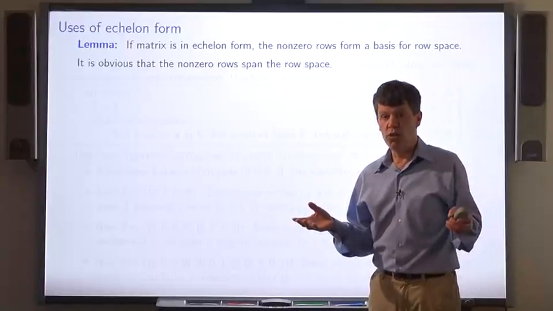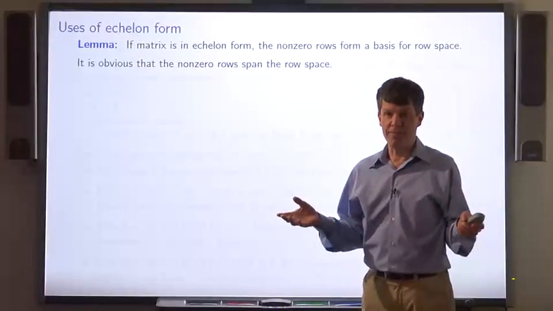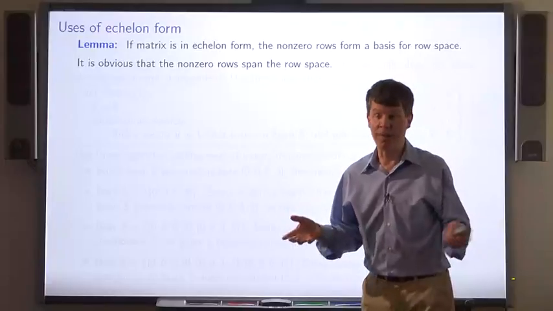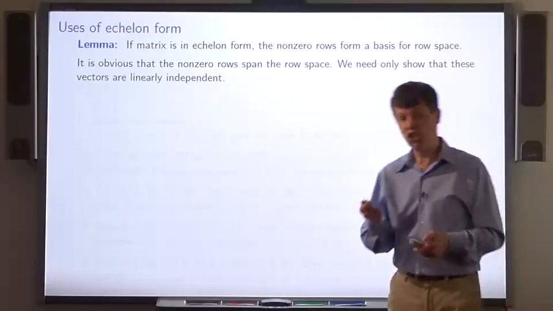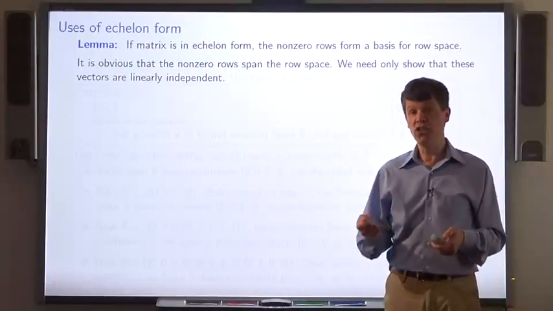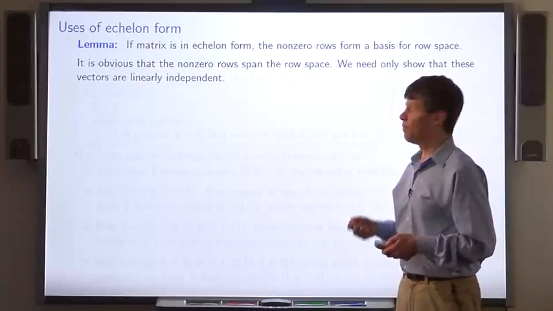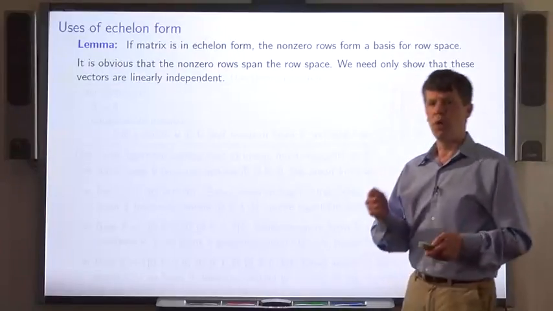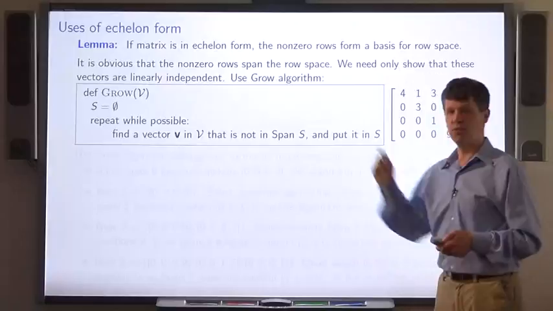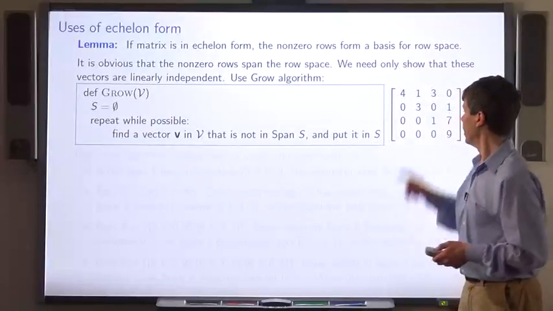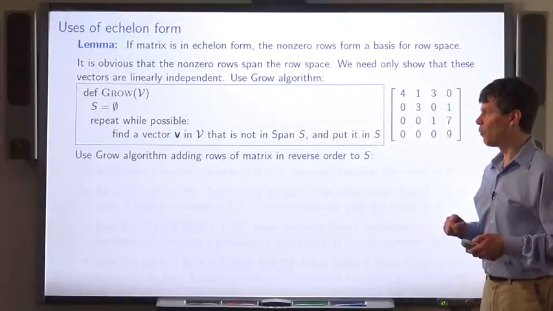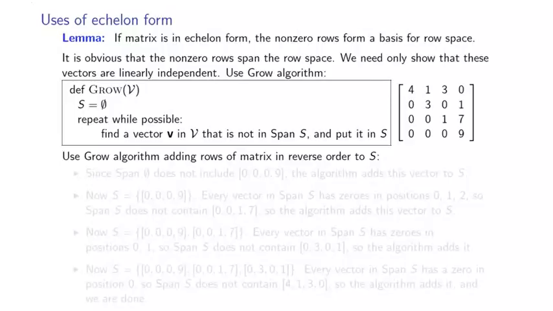We know that the rows generate the row space of the matrix. That's the definition of row space. So what we'd have to show is that the non-zero vectors are linearly independent. And to do that, we'll use the GROW algorithm. So remember the GROW algorithm. Let's try it out on this matrix, adding the rows in reverse order.